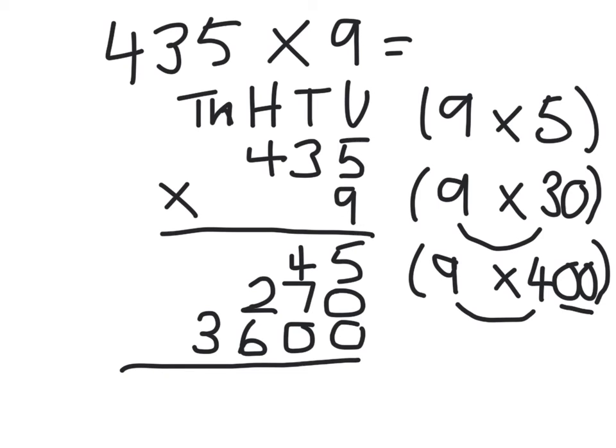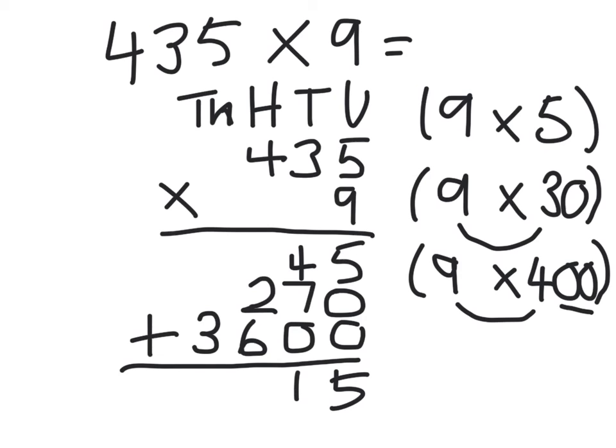because now I need to add each answer together to get the total answer for 435 multiplied by 9. So just like column method of addition, I'm now going to add up each of my answers. So first starting with the units, 5 add 0 is 5. Then adding the tens, I've got 40 add 70, I know is 110.